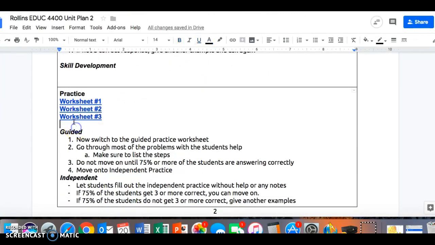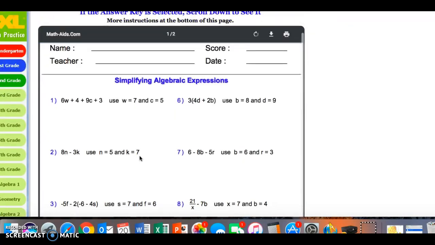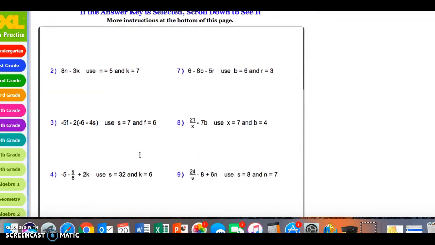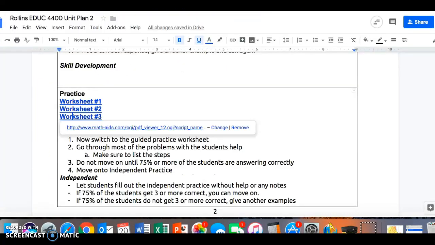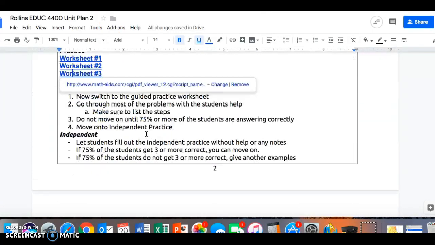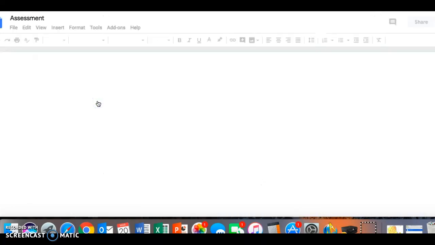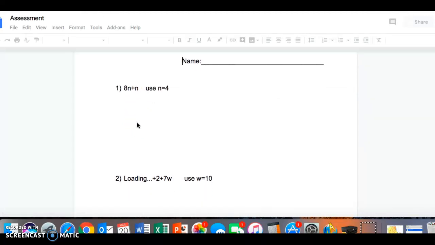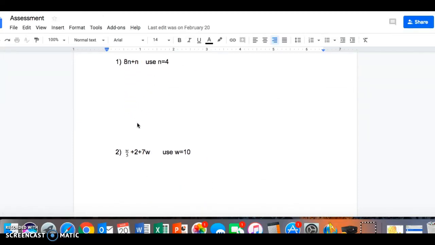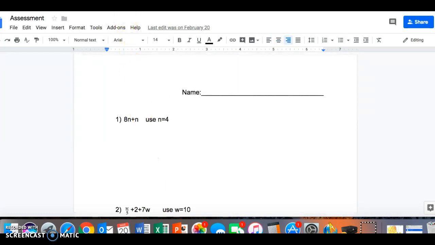And then here's the third one. And basically the same problems. Alright, and that is my independent practice and guided practice. My assessment, or slash exit ticket, would be, wait for it to load, there we go. Just plugging in the variable, making sure that they get that down pat.